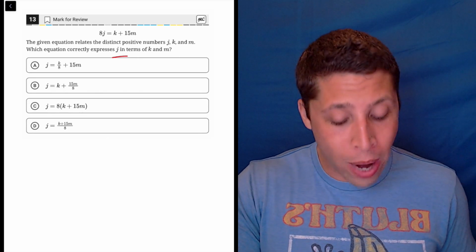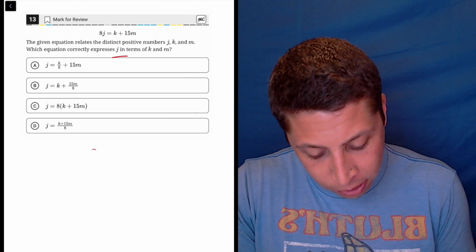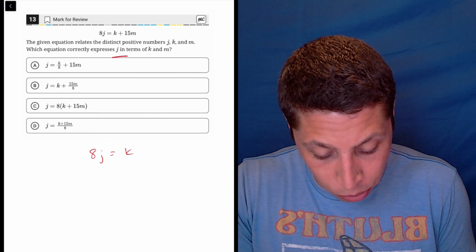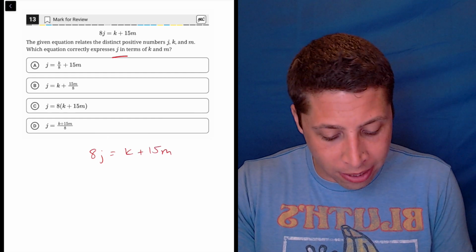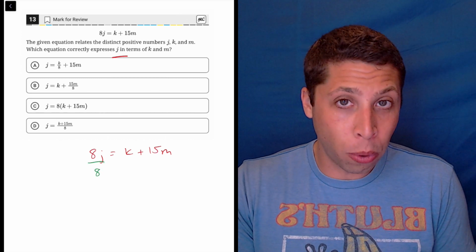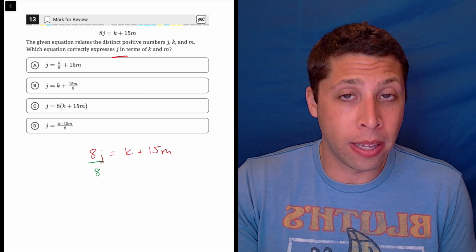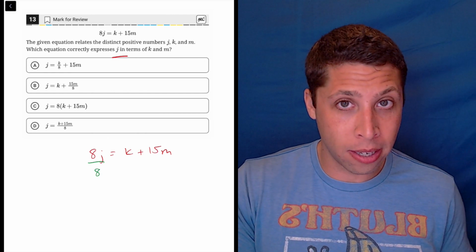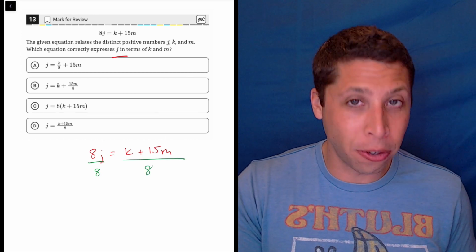It's obvious that they want us to get j by itself. So if we took this equation, we can see j is close to being by itself. So 8j equals k plus 15m. To get j truly by itself, we need to get rid of the 8, and we have to divide. Now, the most important rule for any algebra is if you do something to one side, you have to do it to the other. So if we're going to divide by 8, we need to divide everything on the other side by 8.